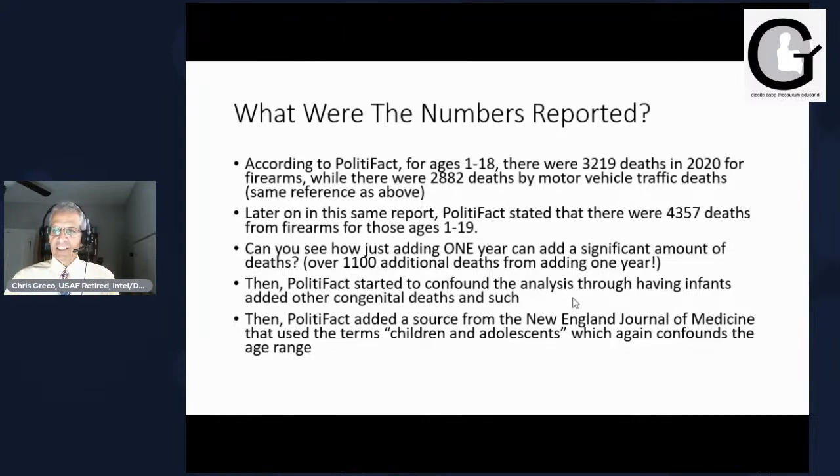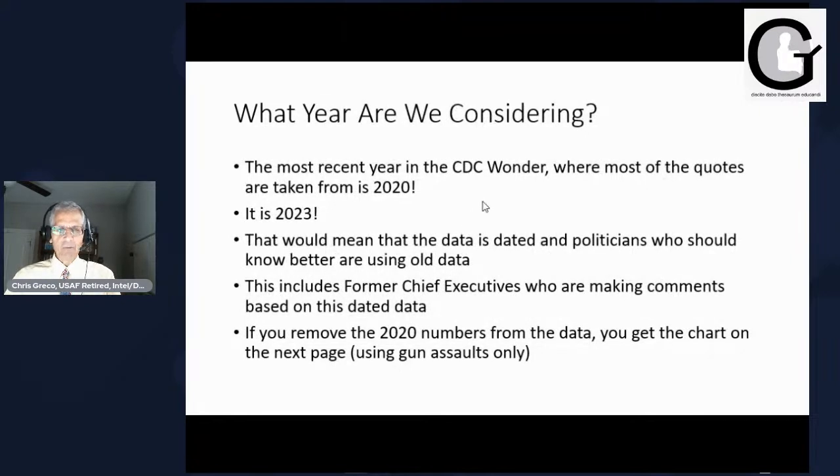Then PolitiFact added a source from the New England Journal of Medicine. These are terms: children and adolescents. So is it children or is it adolescents? Are we talking about children? The definition is very, very confusing. And then we finally come to, what year are we considering?